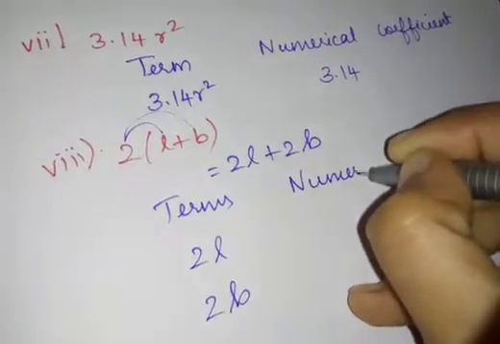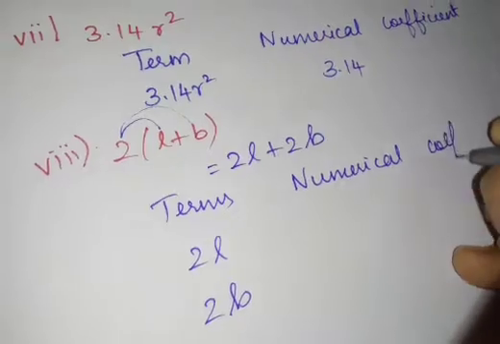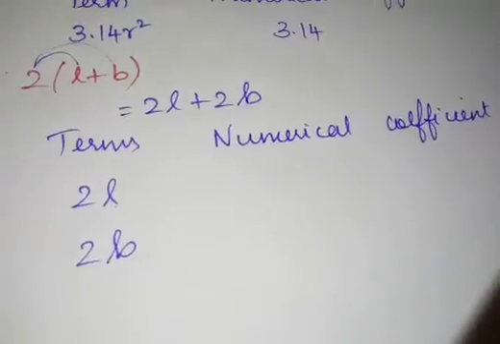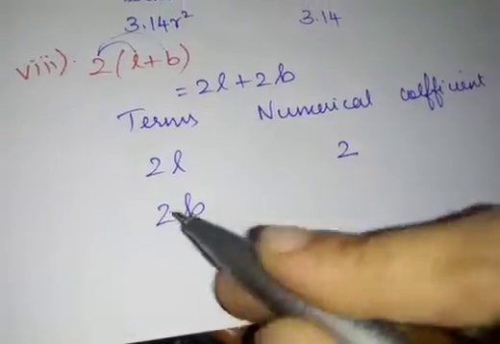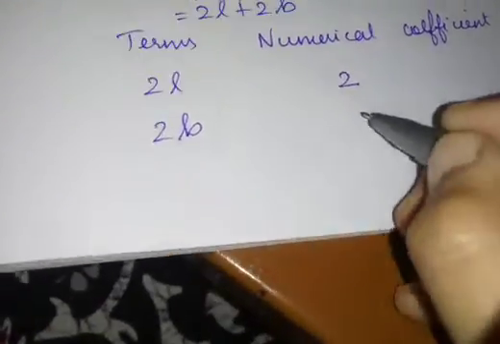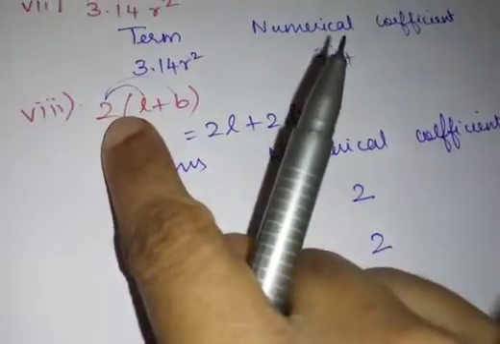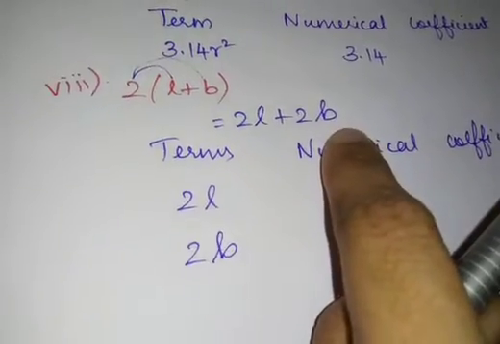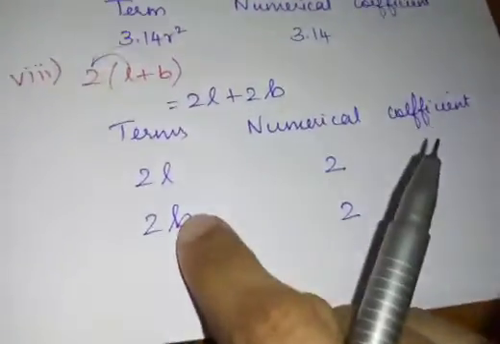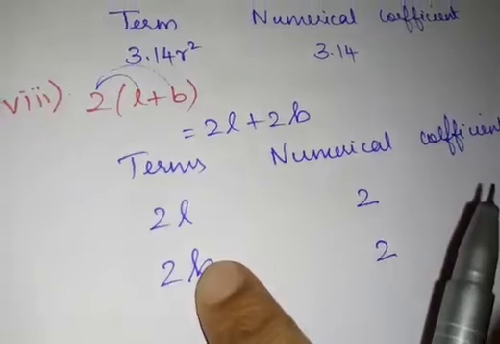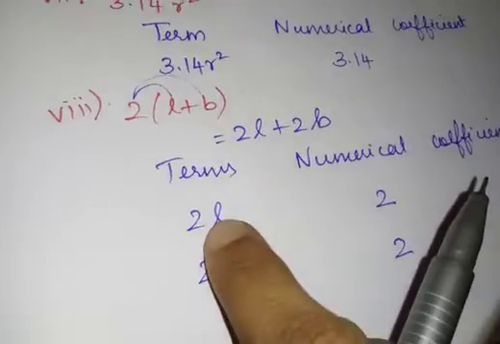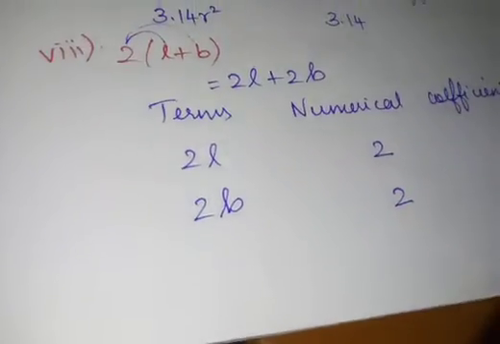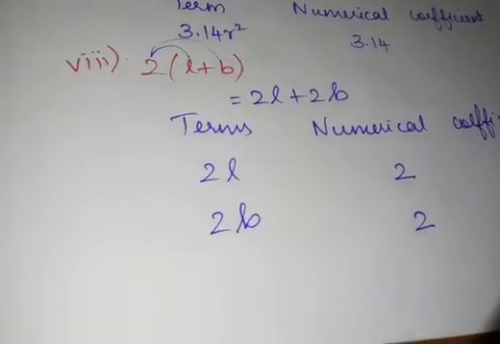Now the numerical coefficient for those 2 terms is? For 2L, what is the numerical coefficient? 2. What is the numerical coefficient for B? 2. Okay, did you understand this? See, this 2 is common for L and B, so we can multiply like that: 2L plus 2B. So there are 2 terms, 2L and 2B. The coefficient for L is 2. The coefficient for B is 2. Okay, so I have written the coefficients. The 9th problem is your homework.